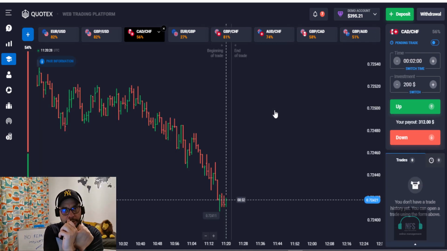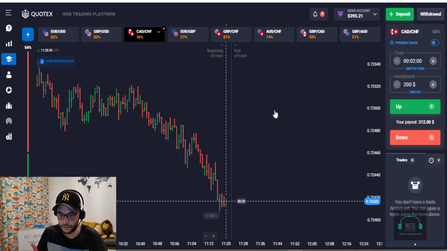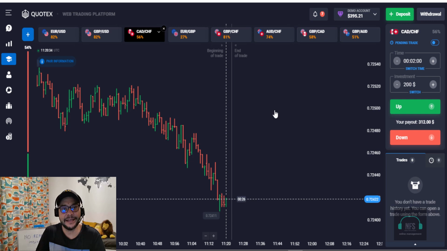So you need a binary options broker and you will need the MT4 platform in order to use this strategy. It's as simple as that. And in the next video, I will place some trades also on Quotex using this indicator.